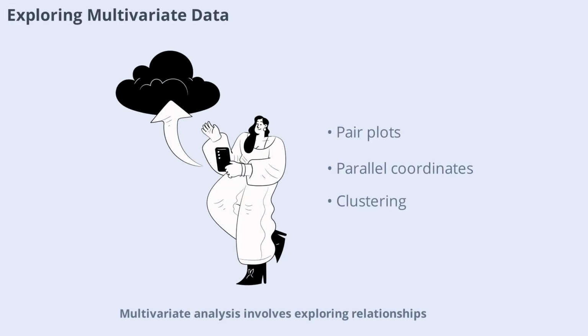Multivariate analysis involves exploring relationships between three or more variables. Techniques like pair plots, parallel coordinates, and clustering help you uncover complex patterns and groupings in your data. Multivariate EDA is especially useful for high-dimensional datasets, where interactions between variables can be subtle but important.